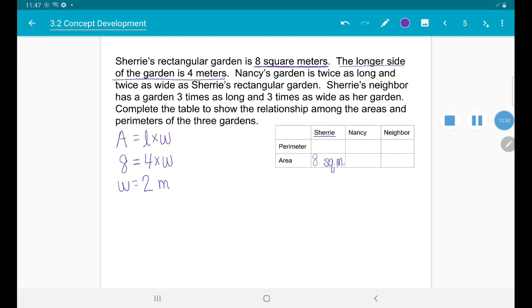So now I'm going to use what I know to find the perimeter. Perimeter is 2 times the length plus the width. The length is 4. The width is 2. So I'll do 2 times 6. So that gives me a perimeter of 12 meters for Sherry's garden.